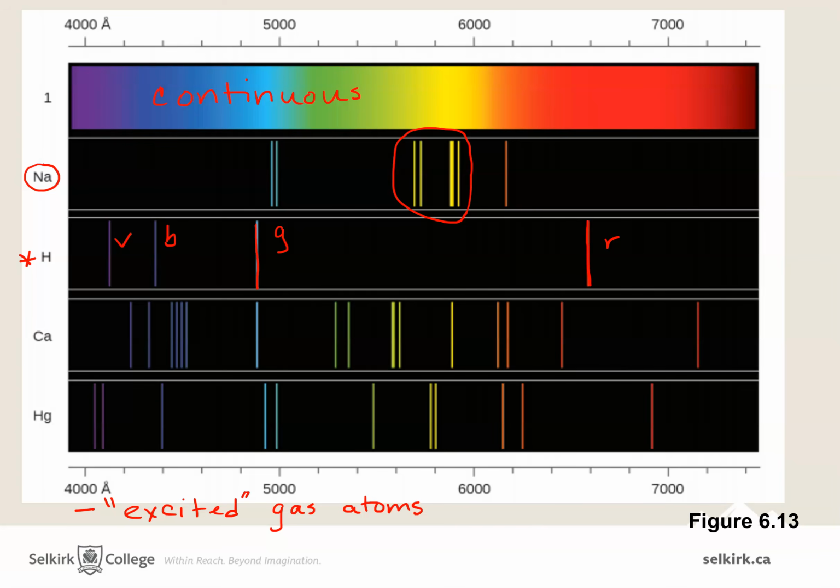But nothing likes to stay in a high energy state. Everything wants to go to a low energy state, like me on the couch after dinner. So after we excite the gas atoms, then they're going to release that energy again. They release energy in the form of light. And they give only characteristic colors.